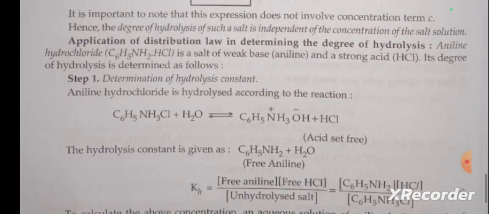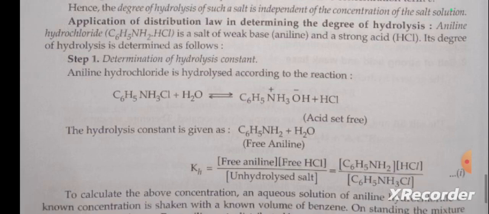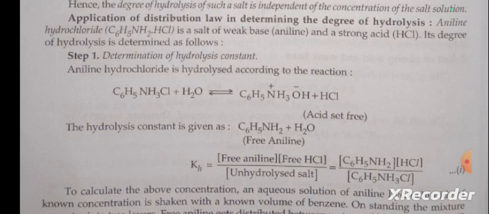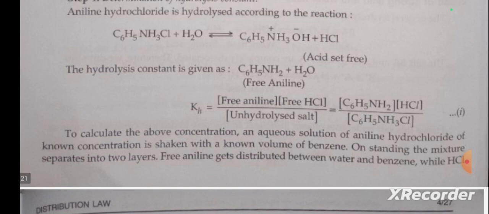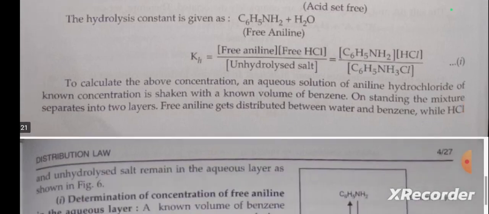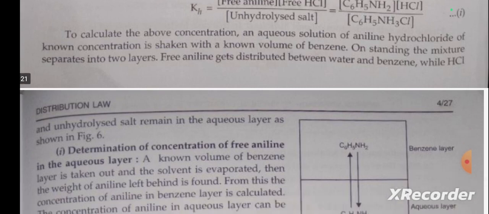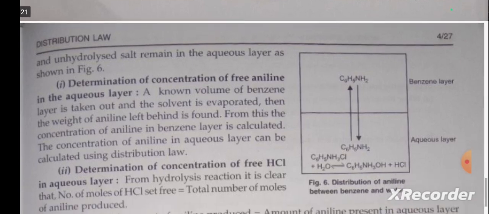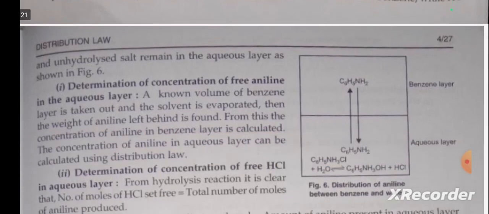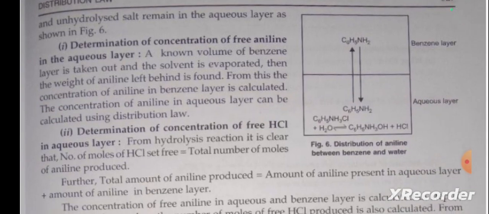Application of the distribution law in determining the degree of hydrolysis. Aniline hydrochloride is a salt of a weak base and a strong acid. Its degree of hydrolysis is determined as follows. Determination of the hydrolysis constant: aniline hydrochloride is hydrolyzed according to the reaction C6H5NH3Cl + H2O ⇌ C6H5NH2 + HCl. The hydrolysis constant is Kh = [free aniline][free HCl]/[unhydrolyzed salt]. To calculate these concentrations, the aqueous solution of aniline hydrochloride is separated into two layers. Free aniline gets distributed between water and benzene, while HCl and the unhydrolyzed salt remain in the aqueous layer.